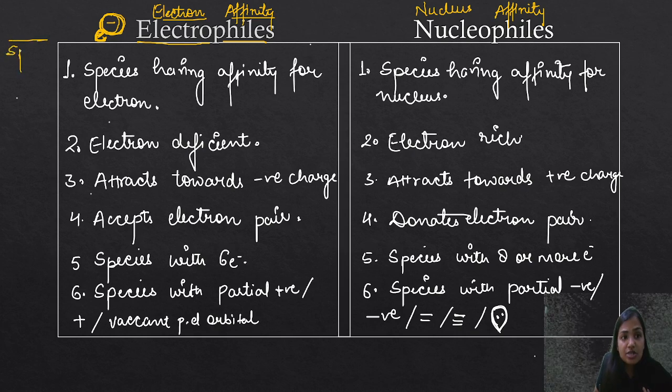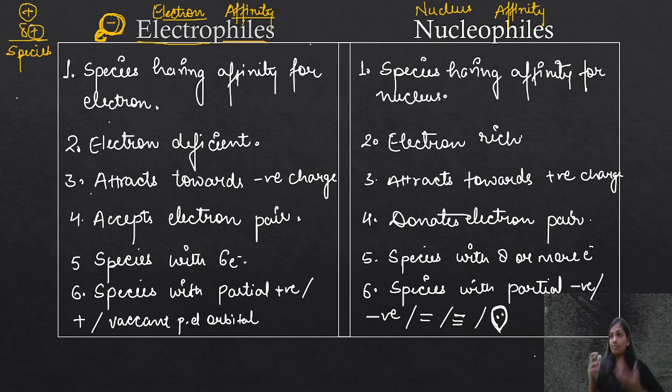Simple, those species which are having a positive charge, because we know that opposite attracts. So in simple words, any of the species which is having a positive charge, or a partial positive charge. So just by looking at the charge, we would say that this is electrophilic? No, this is not a right answer.